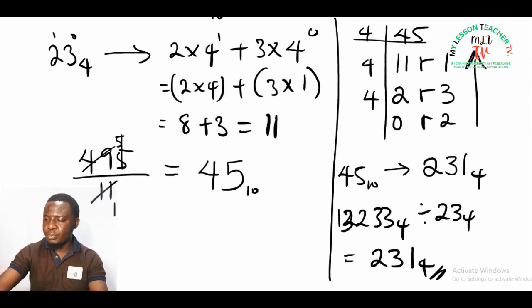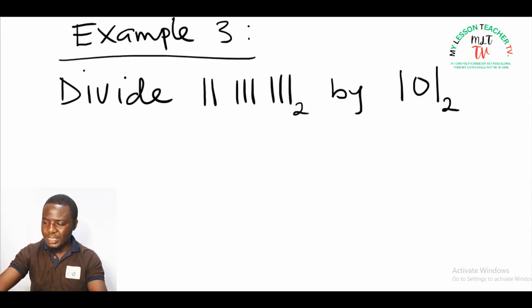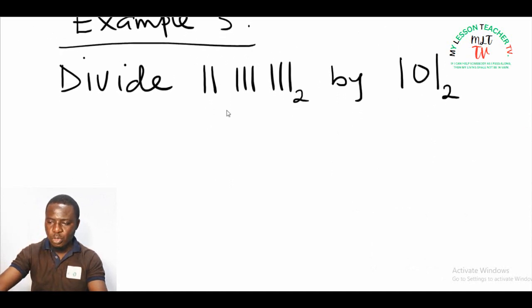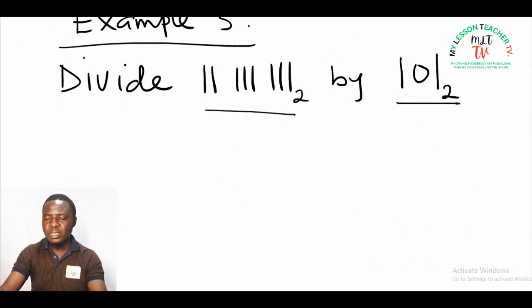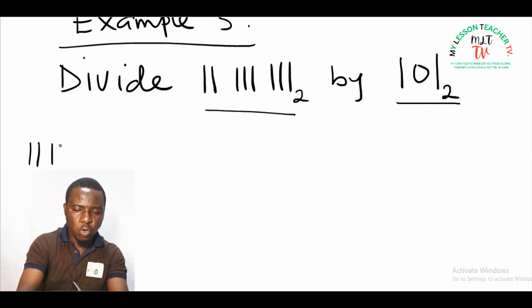Let's take another example. In this example, we are asked to divide 1111111 base 2 by 101 base 2. We'll do the same thing by applying method 2, which is to convert this to base 10 and this to base 10, do the division in base 10, and then convert the answer back to base 2.